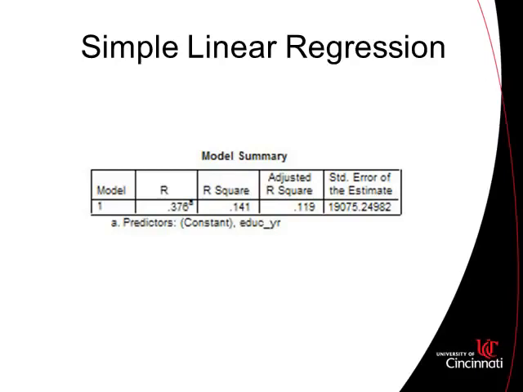R squared tells you the coefficient of determination. And this is the percent of the variance in the dependent variable that could be explained by the independent variable. So in this example, it is 14.1%. So you just move your decimal point over 2 spaces to get a percent. So 14.1% of the variability in income can be explained by years of education. So that's not a huge percent, but we can find out if it's statistically significant or not.